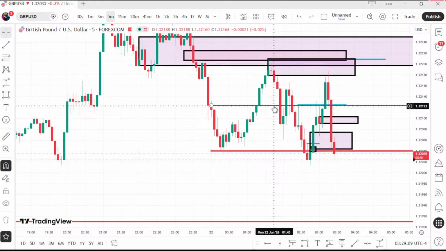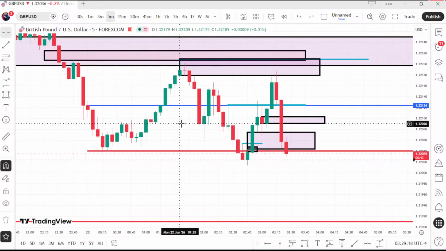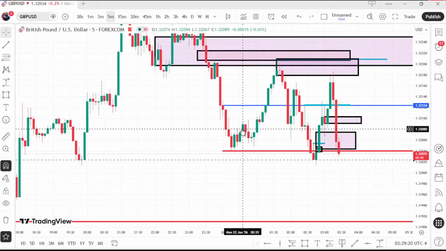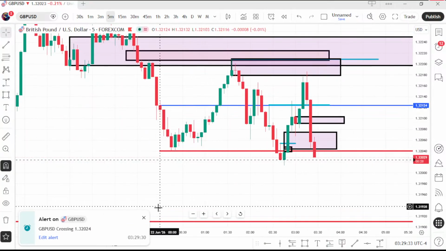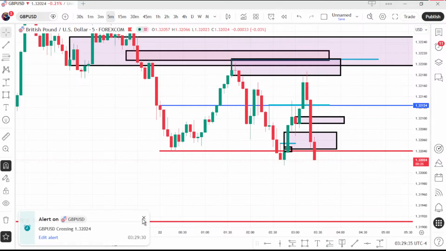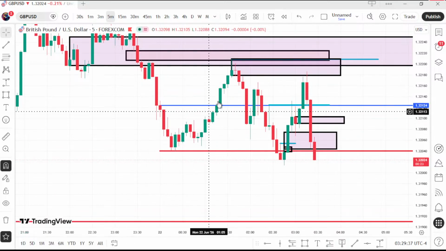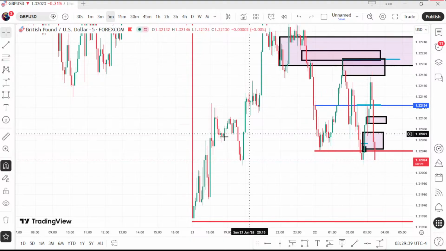Let's meet during the New York session and see if we will get liquidity, but you'll want to be patient and see. Yeah, it's orange. It's range bound. That's an alert. Now we are going lower.